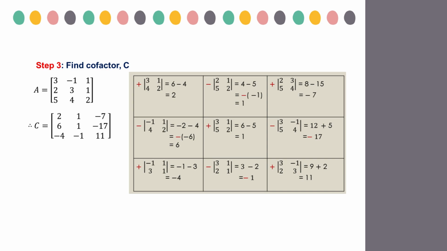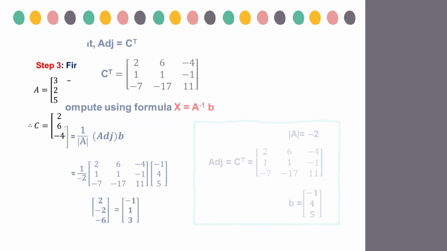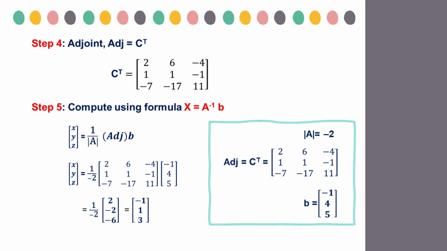This is done by finding the minor of each element and applying the appropriate sign based on the plus-minus checkerboard pattern. Each cofactor is just the minor multiplied by its sign, and this gives us the cofactor matrix. Then, we transpose the cofactor matrix to get the adjoint. After that, we substitute the values that we have in the formula to find the values of x, y, and z. This will give us the values of x, y, and z clearly at the end.